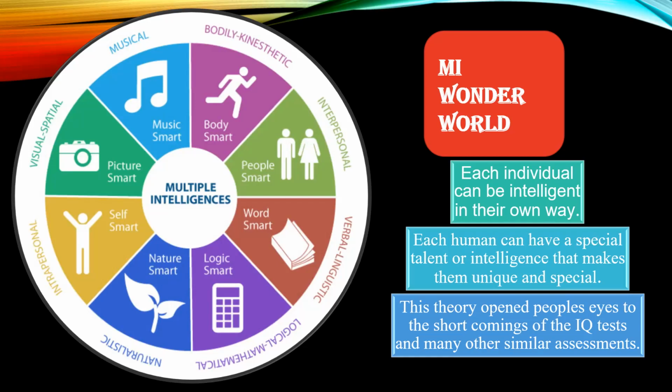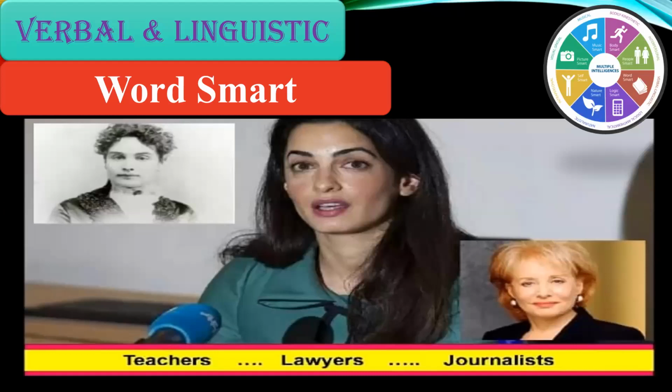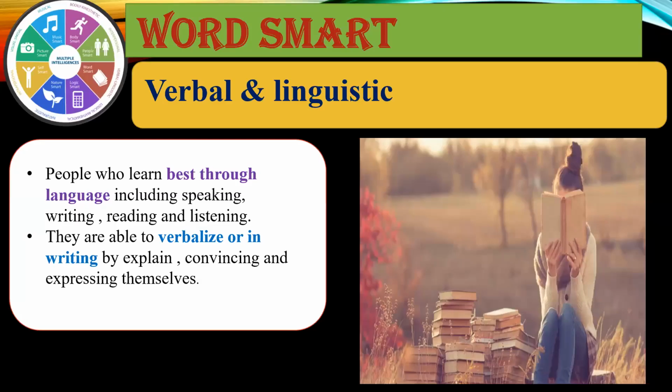Every individual is intelligent in their own way, so you have to find out in which way you are intelligent. Are you body smart, people smart, word smart, logic smart, nature smart, self smart, or picture smart? Okay, intelligence is the ability or abilities to acquire and use knowledge for solving problems and adapting to the world. So verbal linguistic. What are examples of verbal linguistic? If you are very good in verbal or linguistic intelligence, then you can be a teacher, lawyer or journalist.